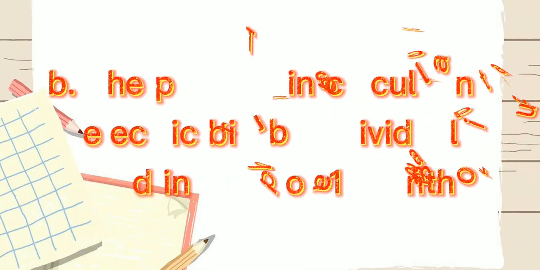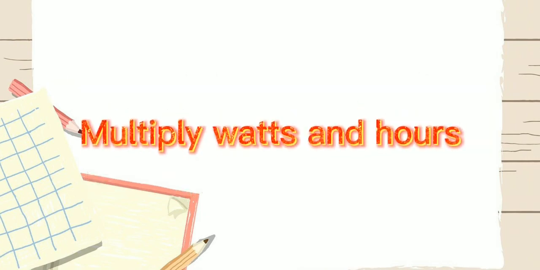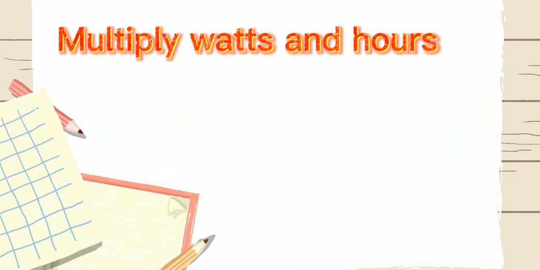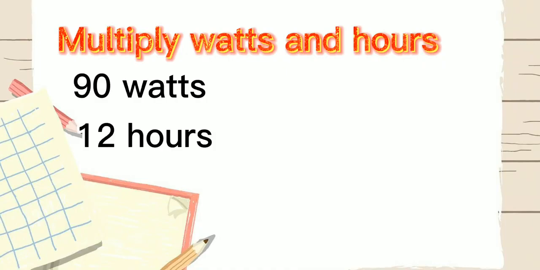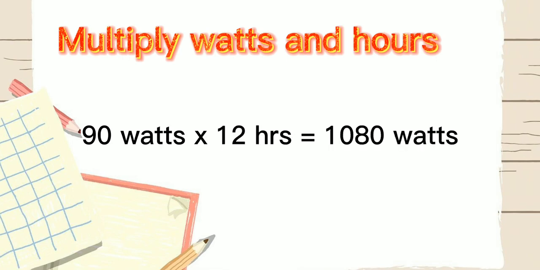Let's move on to the next process, which is the process in calculating electric bill by individual load in the span of 1 month. First step to do is multiply watts and hours. In this activity, we are only using the same load in the process A. That's why we have the same given, which is 90 watts and 12 hours. 90 watts times 12 hours, that would be 1080 watts.